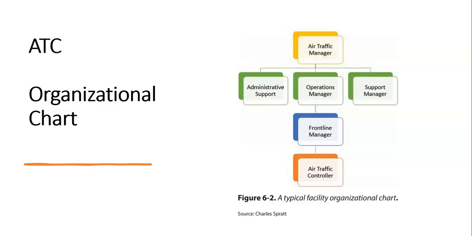Now, within each air traffic control facility, there is an organizational chart. And at the top, as you can see in this figure, is the air traffic manager. The operations manager reports to the air traffic manager, along with administrative support and a support manager. And then below the operations manager, you see a frontline manager, and then the air traffic controller.